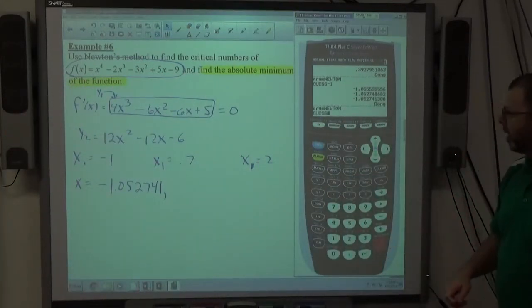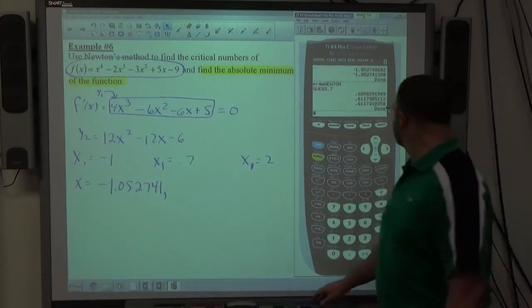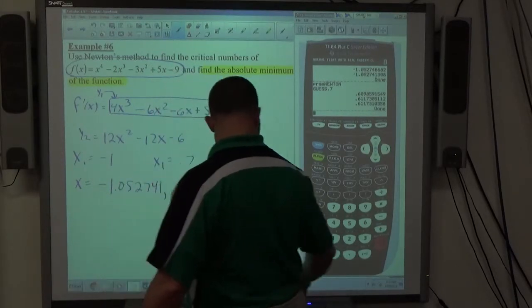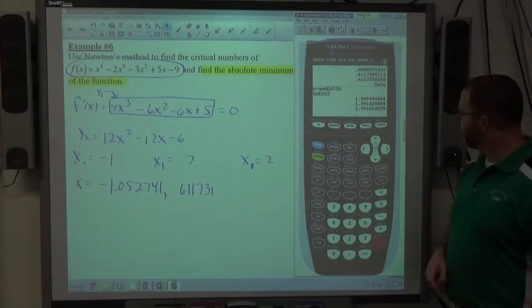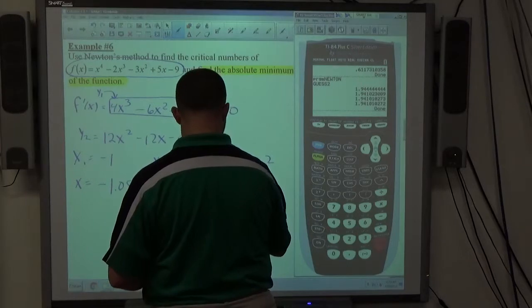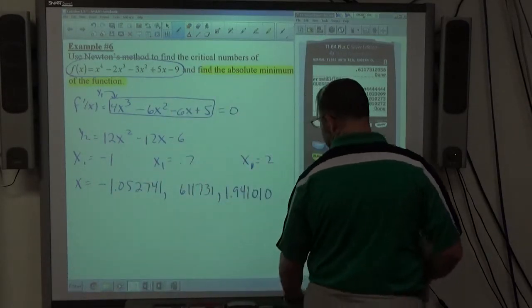Enter. My next guess is 0.7, 0.611731. My final guess is positive 2, and we get 1.941010. Okay, so there's my 3 critical numbers.